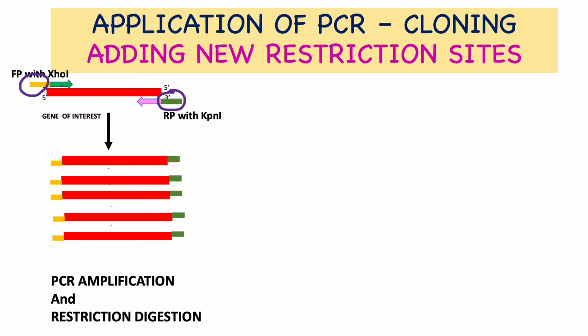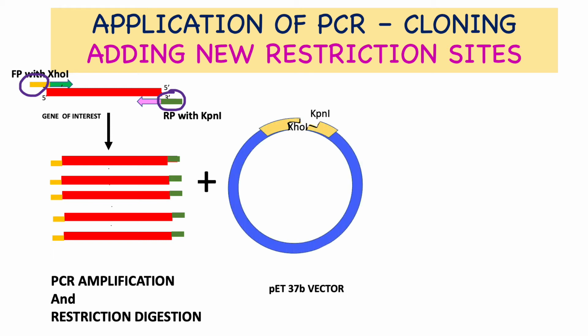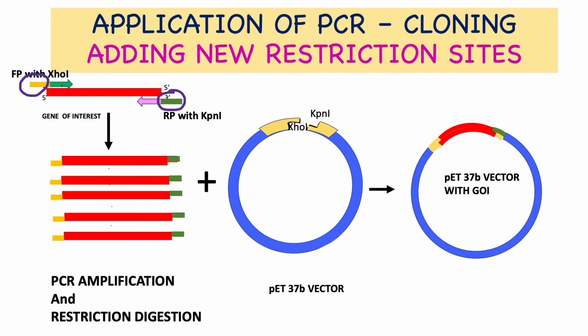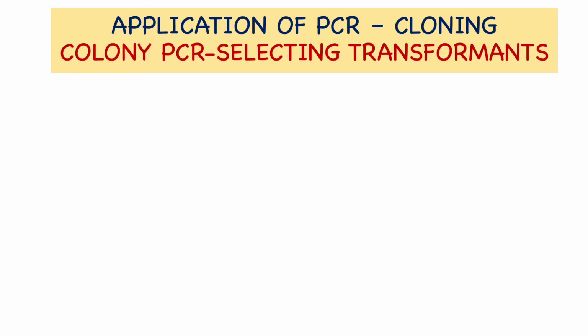Now, PCR amplification of the gene of interest will add these extra nucleotides corresponding to new restriction sites, and the majority of the PCR product will have them. We can now restriction digest the PCR amplified gene of interest with XhoI and KpnI and insert in pET37b MCS for cloning. Yet another application of PCR in cloning will be to select for transformants.